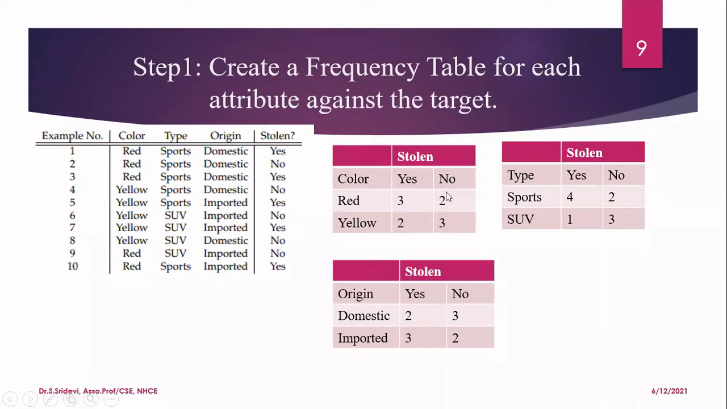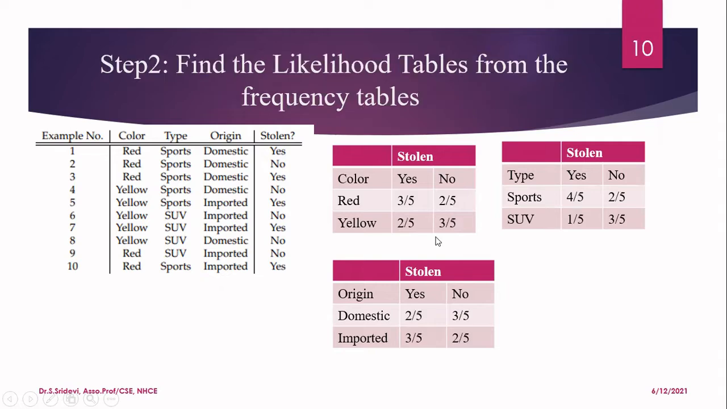In the no column also, you have 5. So you have to divide by 5 for every instance value in the next table. That is the thing I am going to do. So now instead of 3, I am going to write 3 by 5. Instead of 2, I am going to write 2 by 5. Similarly, for no also, here 2 by 5, here 3 by 5.